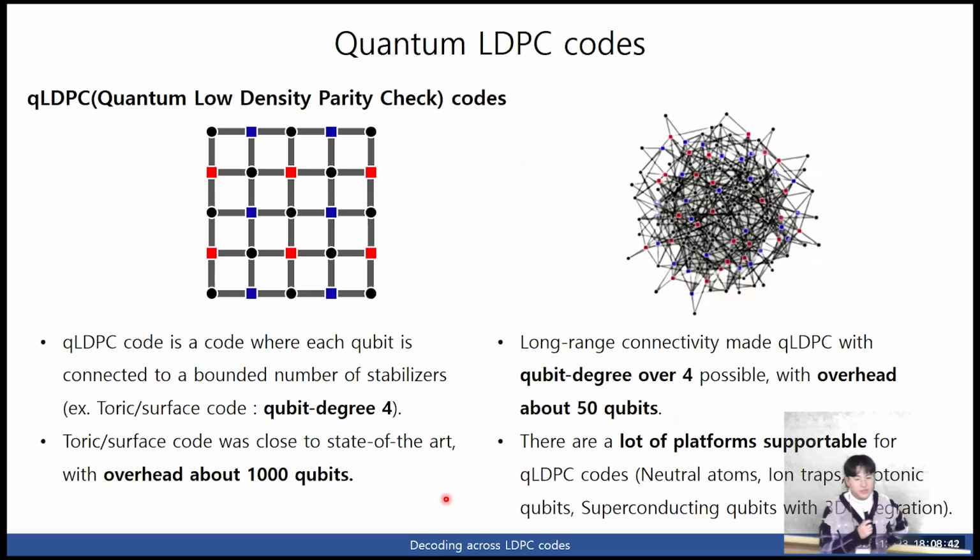So our main topic is quantum low density parity check codes. The low density is, as I said, the low density parity check codes. QLDPC codes are where each qubit is connected to a bounded number of qubits. The toric and surface codes are QLDPC codes with qubit degree of 4. The qubit degree means that each qubit has 4 stabilizers connected to it.